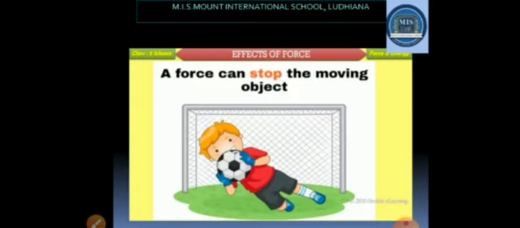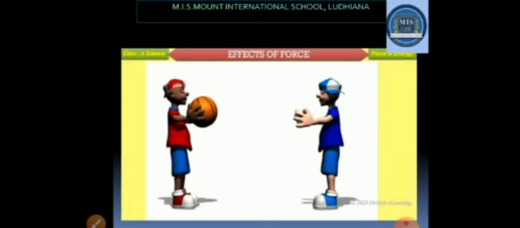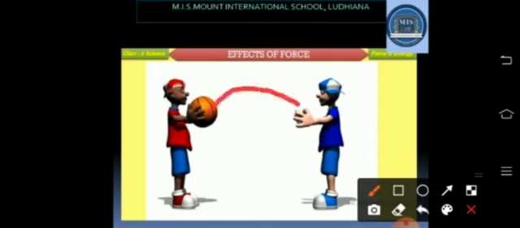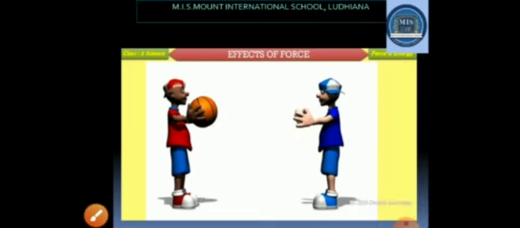Now here, the goalkeeper is stopping the ball. So the ball was moving, right? So a force can stop a moving object also. And yes, these two boys are just playing with the ball. When this boy gives the ball to this one, then the direction of the ball is this. But when he catches it and throws it back, then the direction is this. It means that the force applied also changes the direction of the object. Correct, students? So, in this way, we have a number of effects of force.